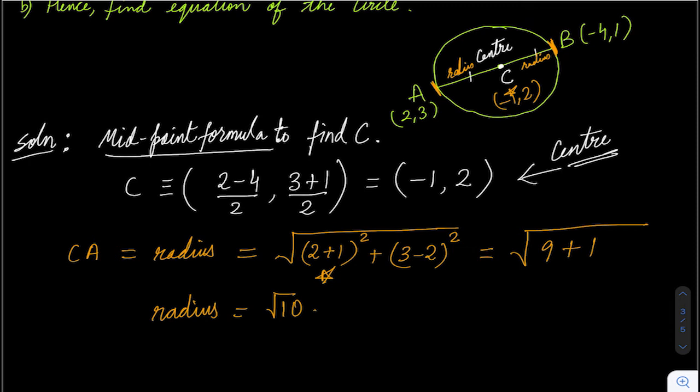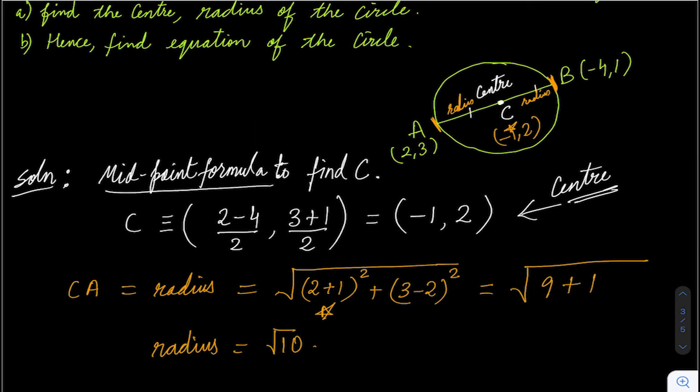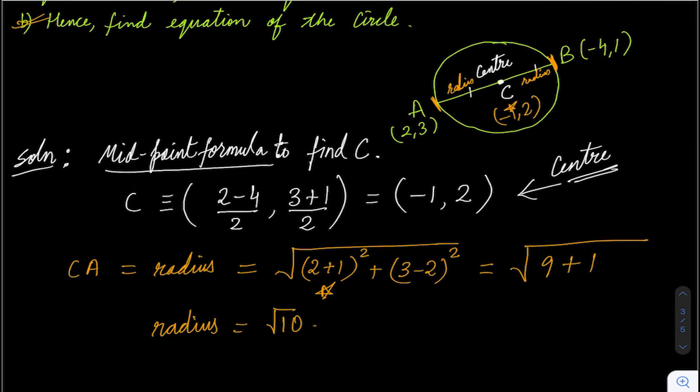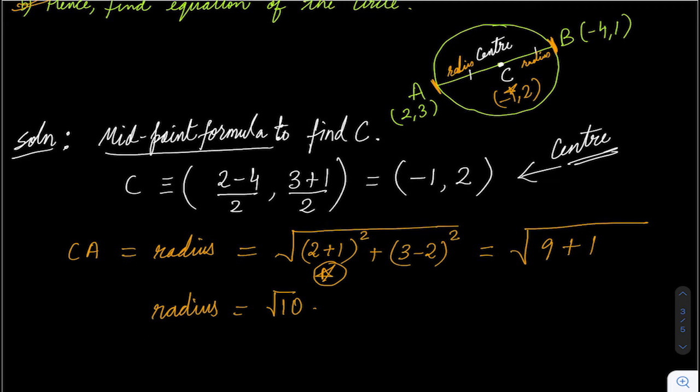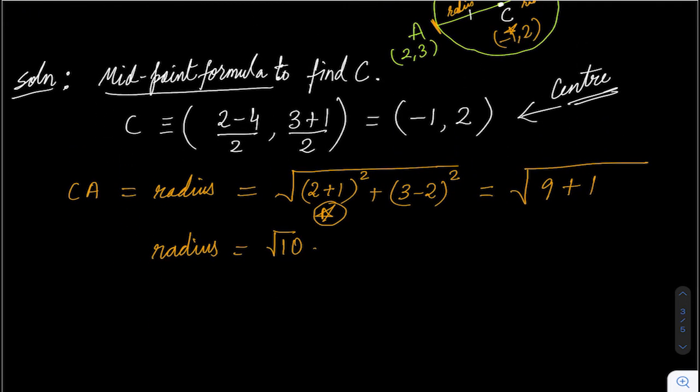Now you know the radius, you know the center, you can easily write the equation, the B part, hence find the equation of the circle. Just be careful, I am again saying, when you are applying the distance formula, just be careful in this. So this is actually 2 minus minus 1. That's why I have written here plus 1.